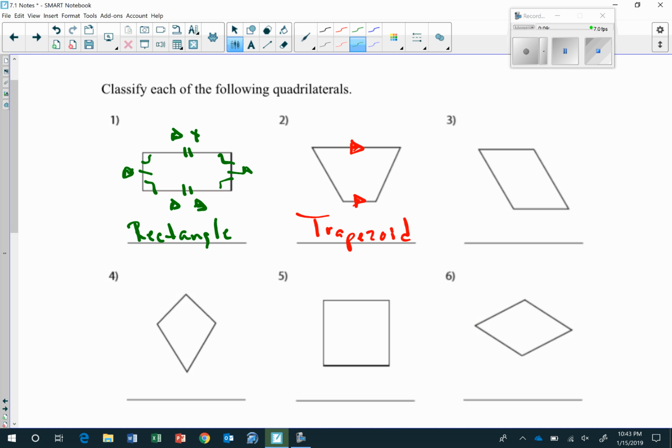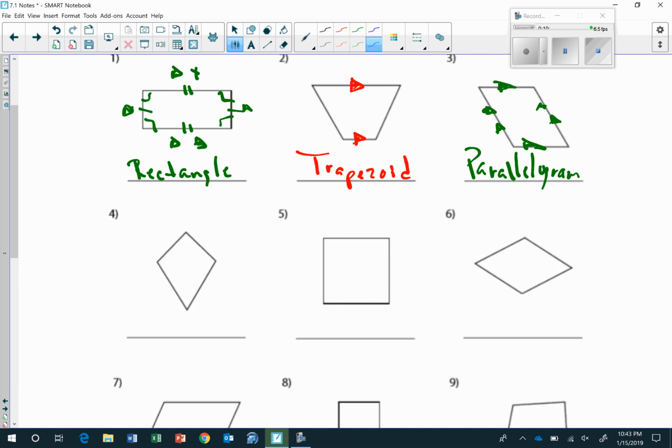For number 3, the top and the bottom are parallel. The left and the right are parallel. Now, I can't tell from the drawing whether all four sides are congruent. If all four are congruent, we'd call it a rhombus. But from what we see, all we can for sure say is that it's a parallelogram. Two sets of opposite sides that are parallel. All right, if you look at number 4, we don't have any parallel lines. Everything's going to intersect, but if you look, these two are congruent, and then these two are congruent. So that's going to be a kite.